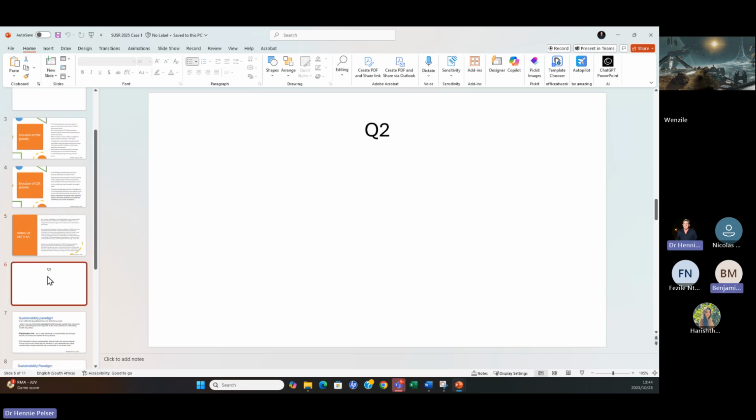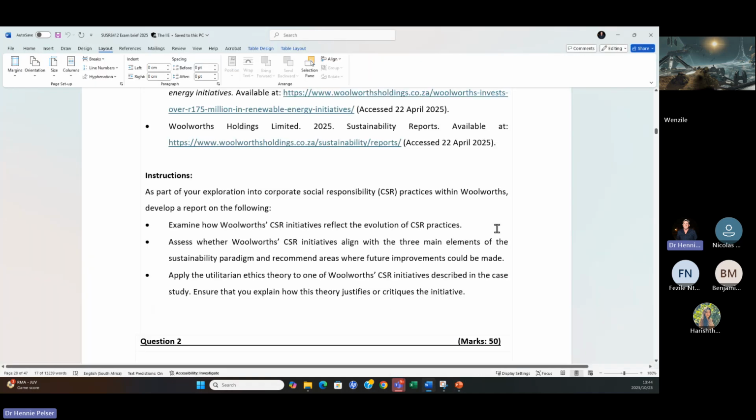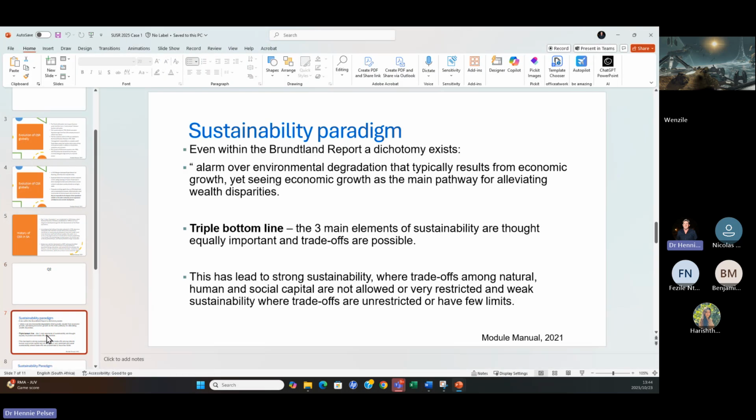Can I move on to question two? Okay, well, so just to go to the second one here, the three elements of the sustainability paradigm, and we look at whether Woolworths, through their initiatives, essentially address those. Know that the sustainability paradigm will always be around the triple bottom line. And we know that the triple bottom line, as I said, is people, planet, profit.